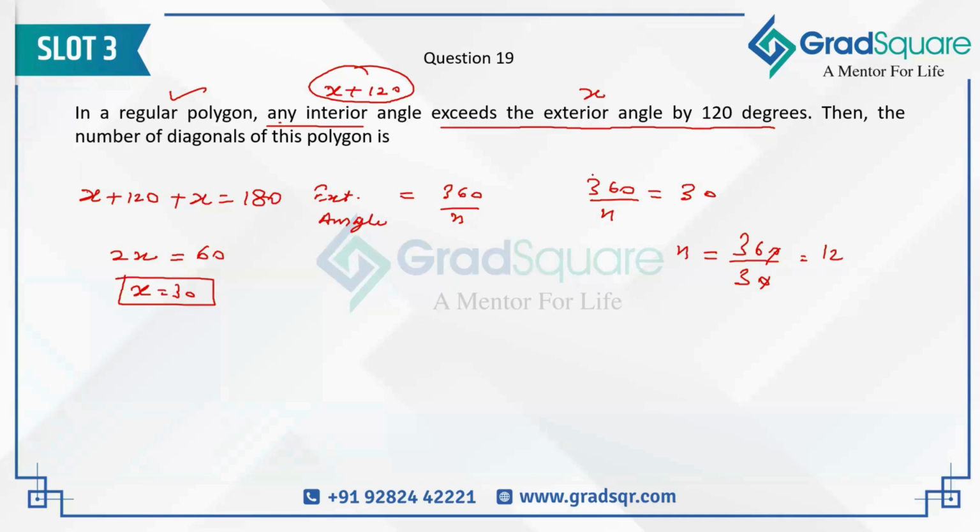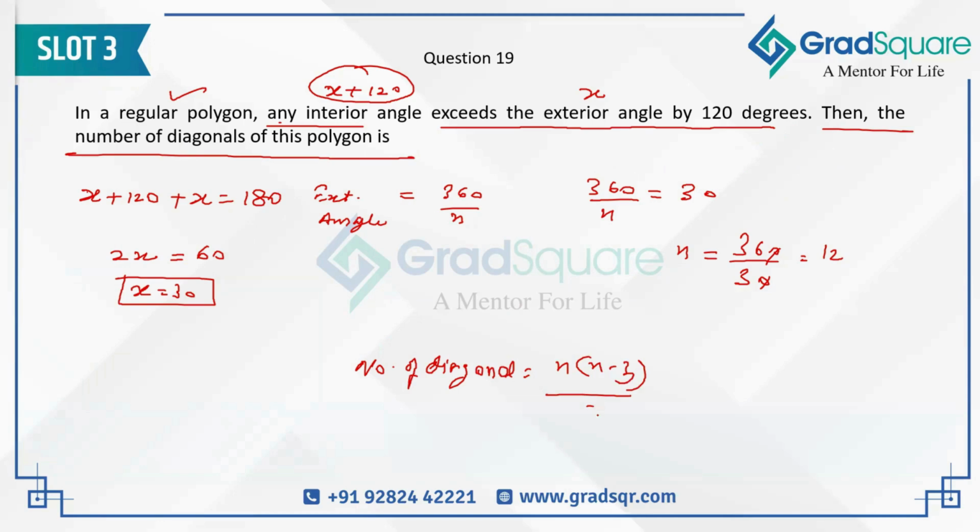But understand, they are not asking you the number of sides in the polygon. They are asking the number of diagonals of this polygon. The number of diagonals of a polygon is given by n into n minus 3 divided by 2, where n is the number of sides. So it is going to be 12 into 9 divided by 2. So 2 sixes are 12 and 9 sixes are 54. So the number of diagonals in this particular polygon will be 54.